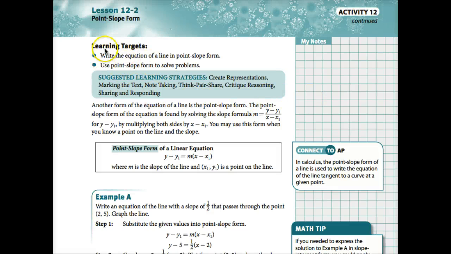Alright, so this is your recording for lesson 12-2. We're going to be talking about point-slope form today. So yesterday you talked about slope-intercept form, which was y equals mx plus b.